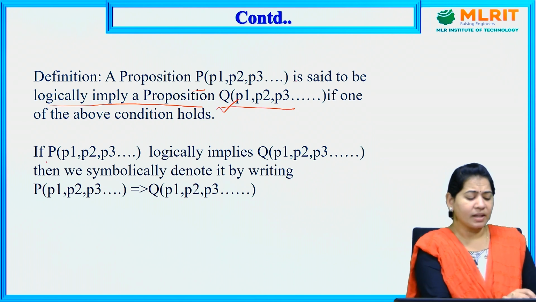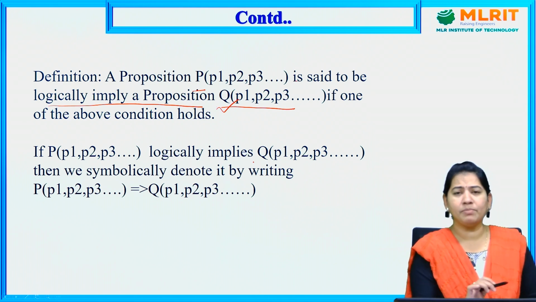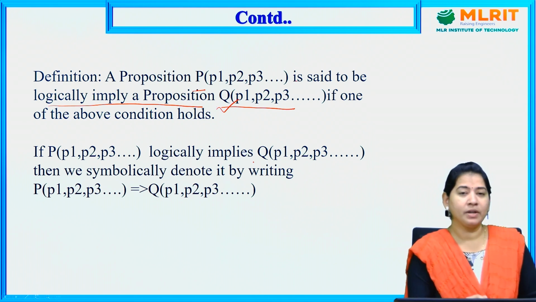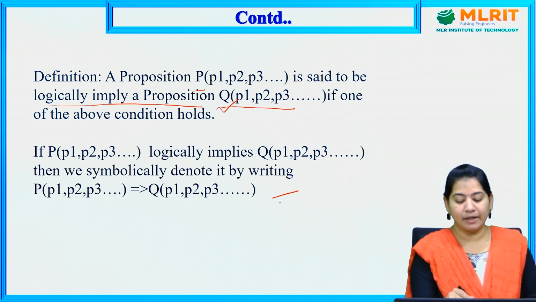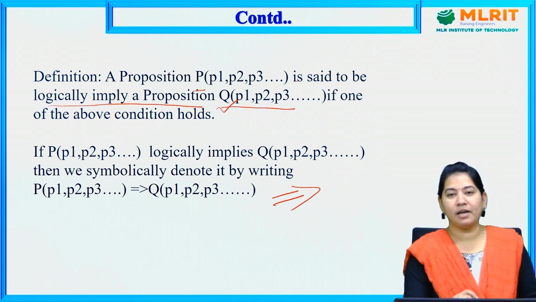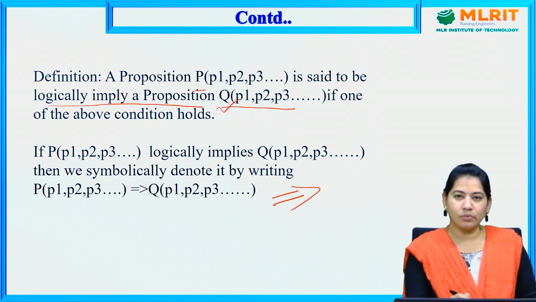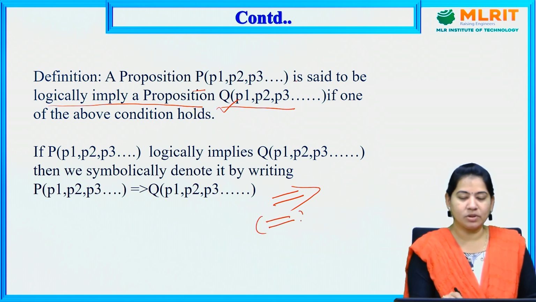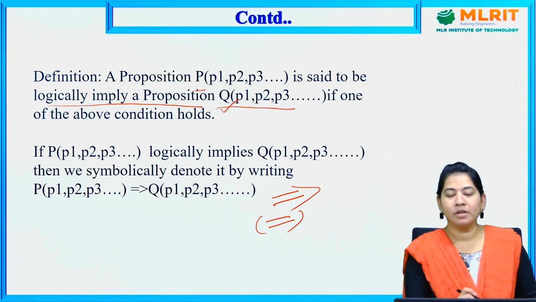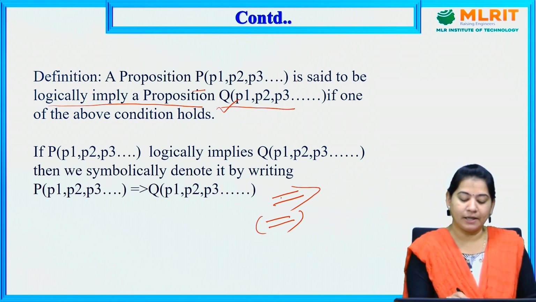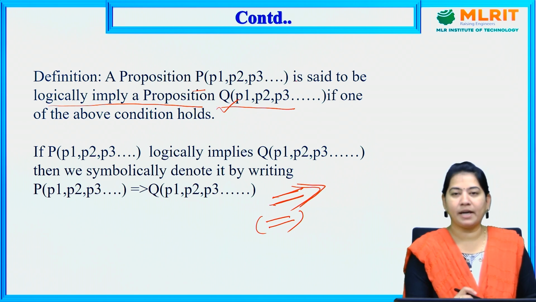So if P is logically implying a Q proposition, we can also represent this symbolically by denoting it with two lines and a one-sided arrow. Logical equivalence is two lines with two-sided arrows, which we discussed in the previous session. Here we are discussing logical implication, which is represented symbolically with two lines and a one-sided arrow.